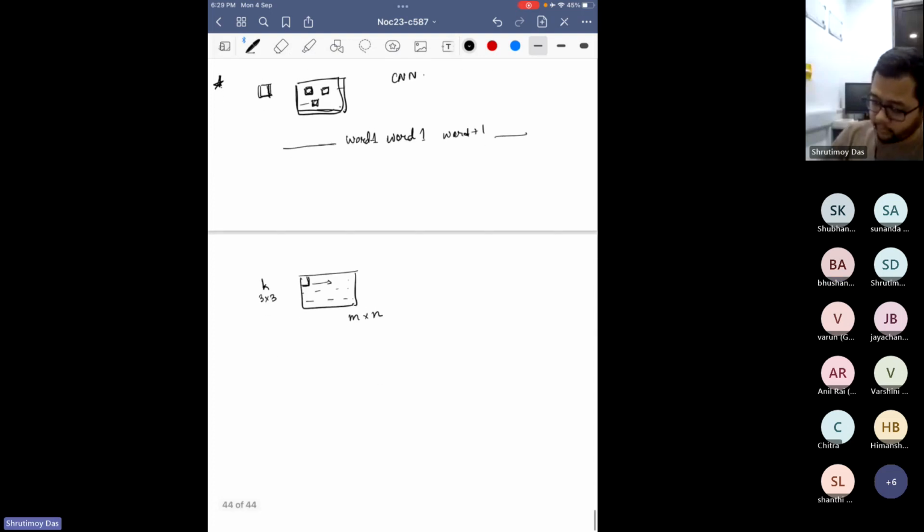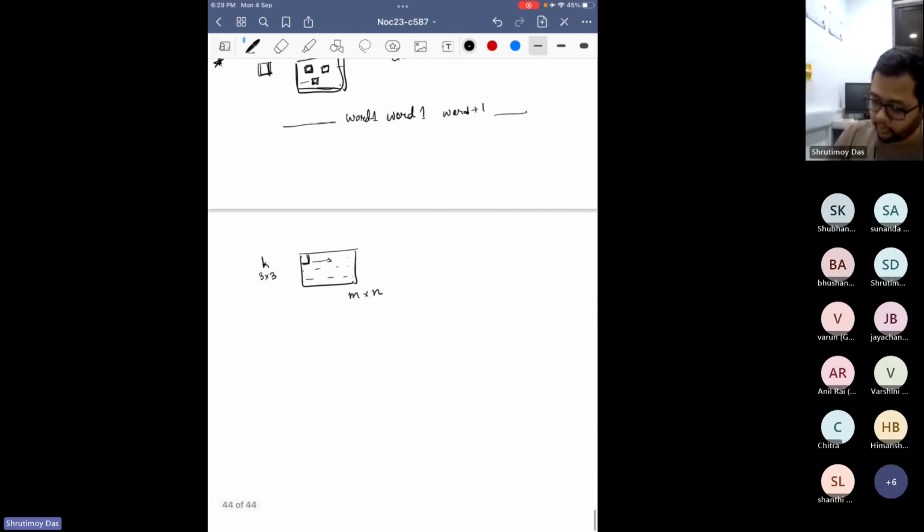So if you convert it into a neural network, your first layer will have mn neurons, because that is the number of pixels that this image has. Then you are moving this 3 by 3 kernel over each of these.